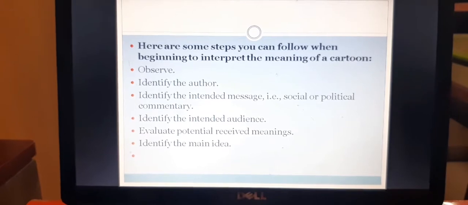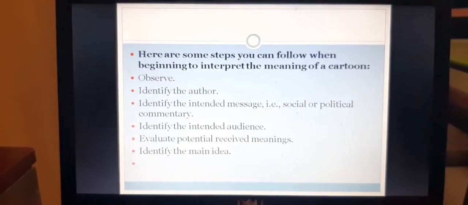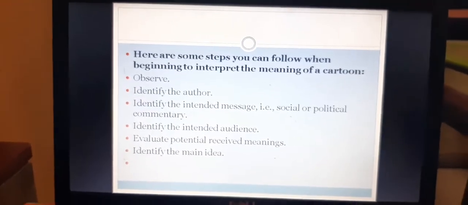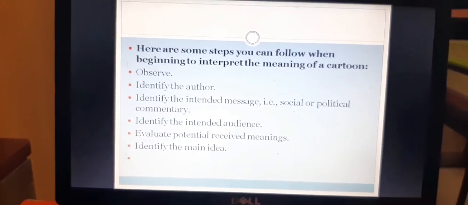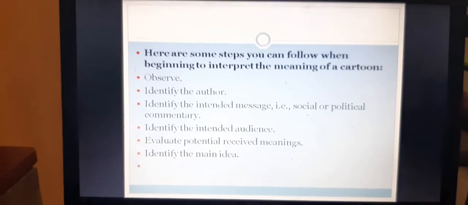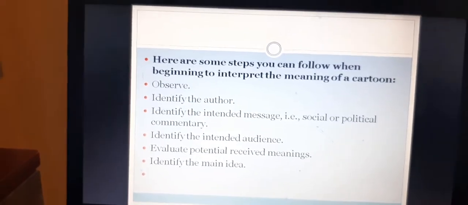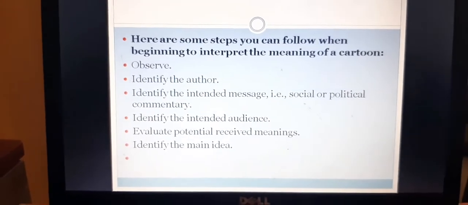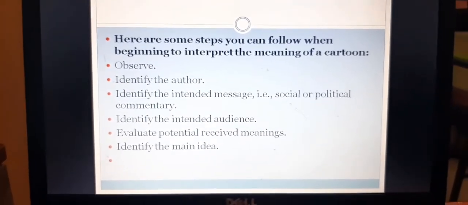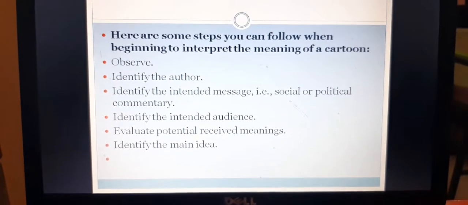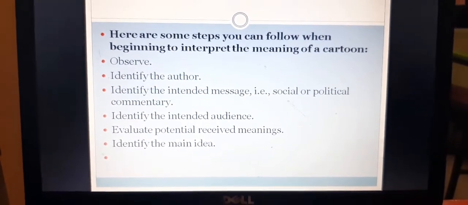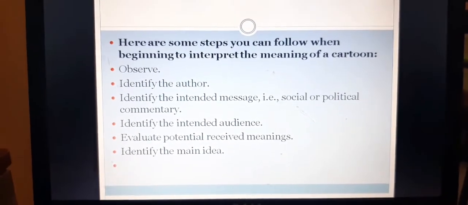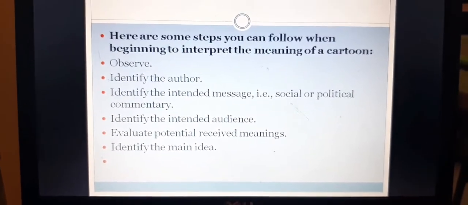Identify the intended audience. For whom has the cartoonist drawn such a picture? You should know, is it for the students or is it for the business class people or is it for the laborers? Someone. Evaluate potential received meaning. So you should evaluate what meaning you are getting from the cartoon and identify the main idea. What is the main idea for writing or drawing such a cartoon?